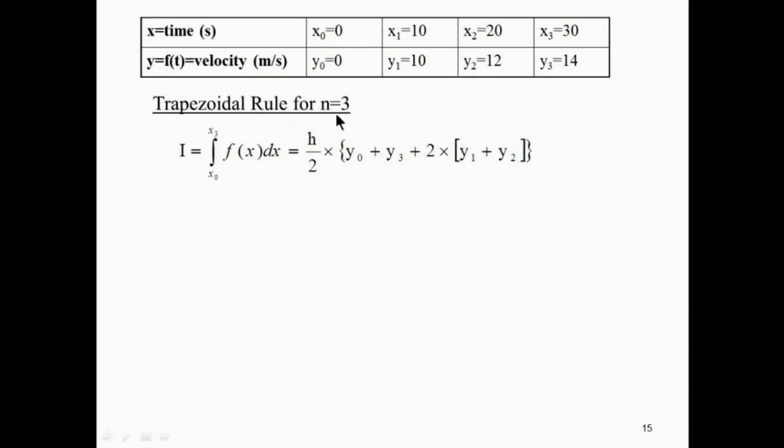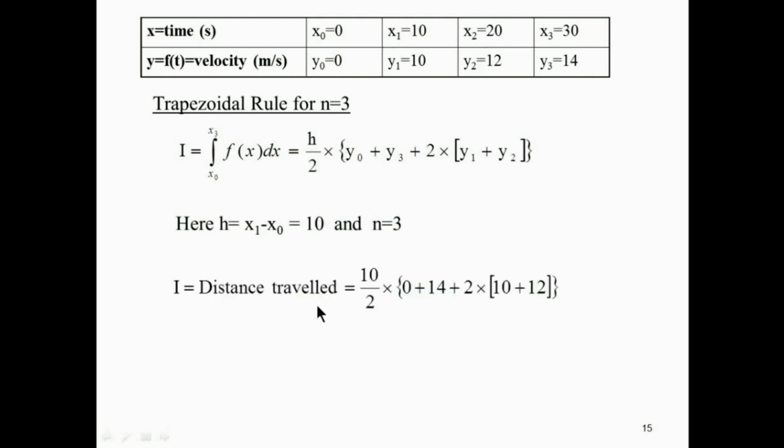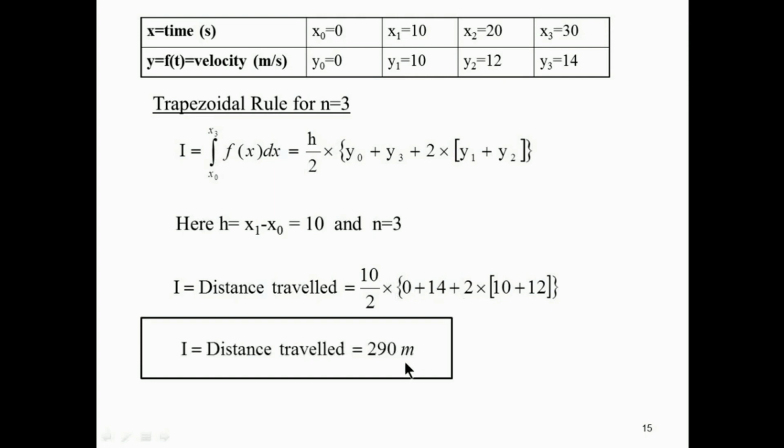Here the number of points is 4, so the number of steps will be 3. We can write the trapezoidal rule for 3 steps like this: h by 2 into y0 plus y3 plus 2 into bracket y1 plus y2. Here h is the strip size, which is the difference between two sections of x, so x1 minus x0 or x2 minus x1 or x3 minus x2. So h is equal to 10 and the number of strips is 3. By putting all values of y and h in this equation, we get the distance travelled by the object as 290 meters.